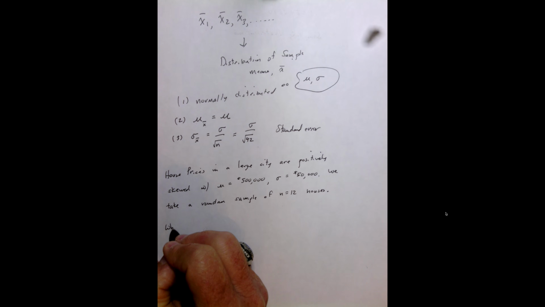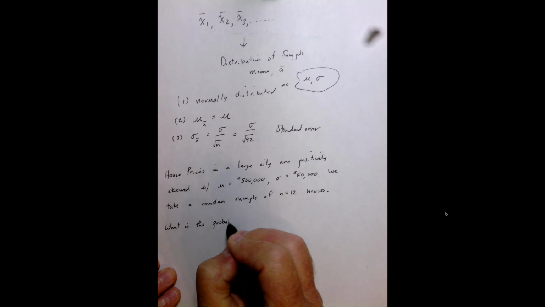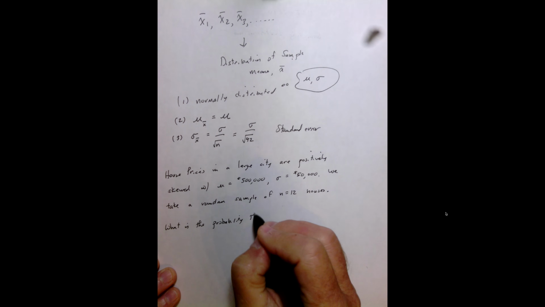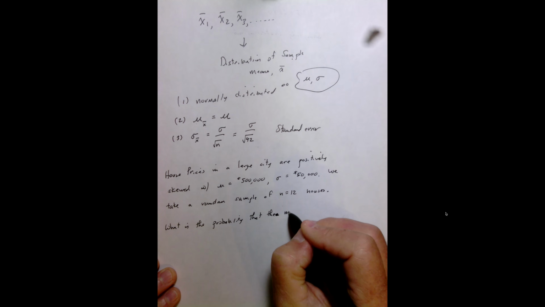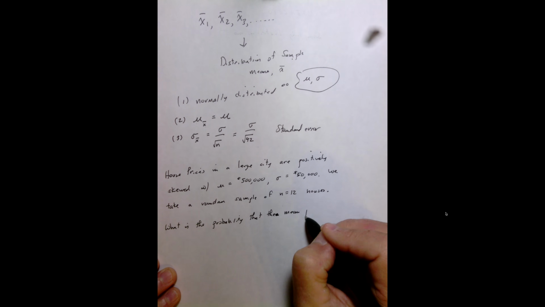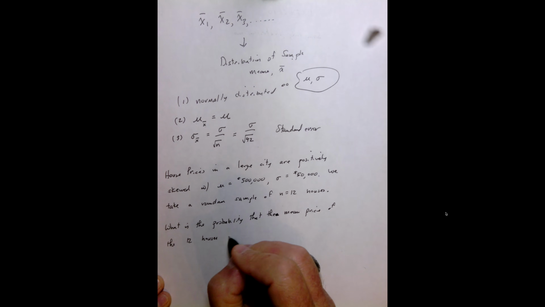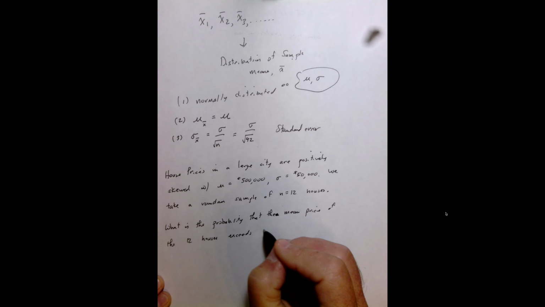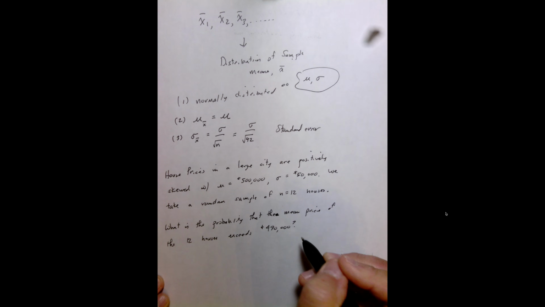What is the probability that the mean price of the 12 houses exceeds $490,000? Well, we go back to the central limit theorem, right?